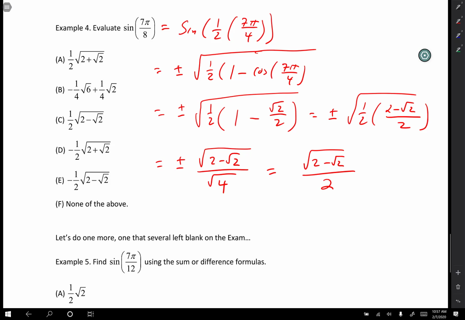This is sine 7 pi over 8. 7 pi over 8 is really close to pi. That's 7/8 of pi. So what quadrant am I at? First. No, not the first. Oh, second. The second quadrant. It's really close to pi. In the second quadrant, is sine positive or negative? Positive. So the answer is, does it look like C to you? Yeah.